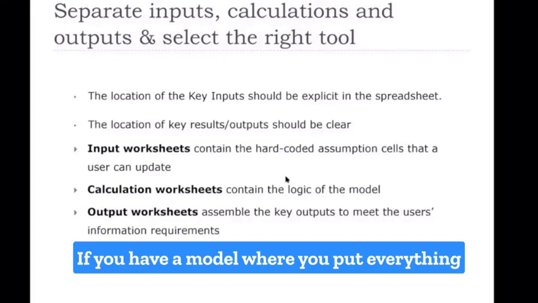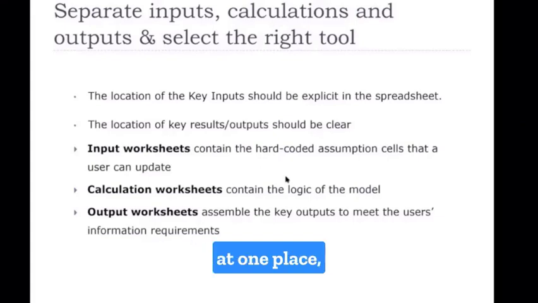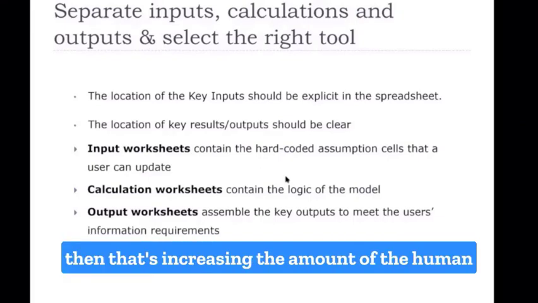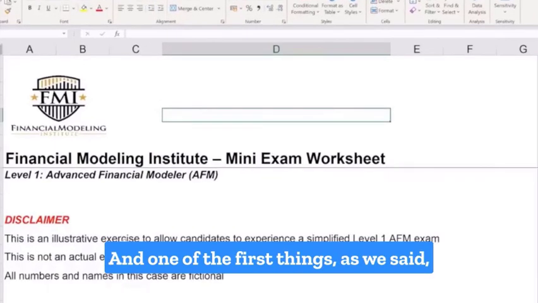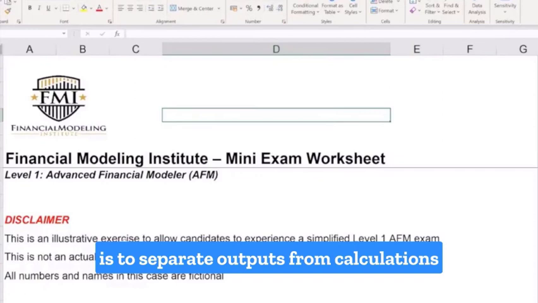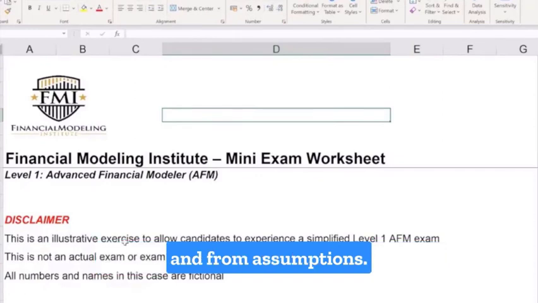If you have a model where you put everything in one place, then that's increasing the amount of human error, the chance that you have an error in your model. And one of the first things, as we said, is to separate outputs from calculations and from assumptions.